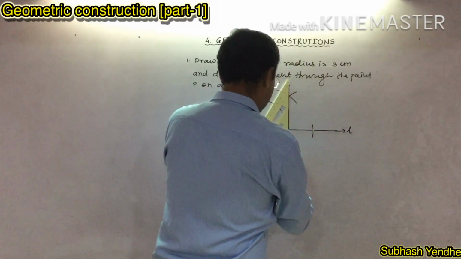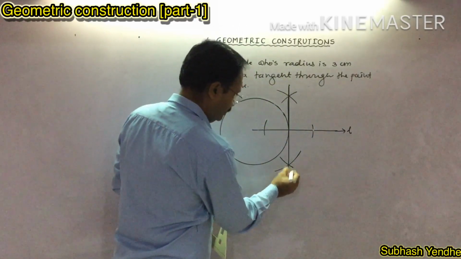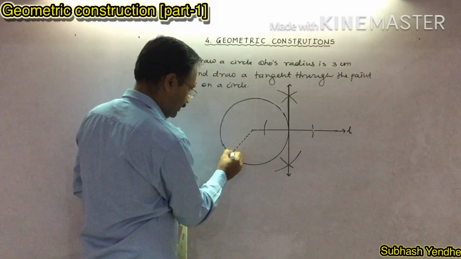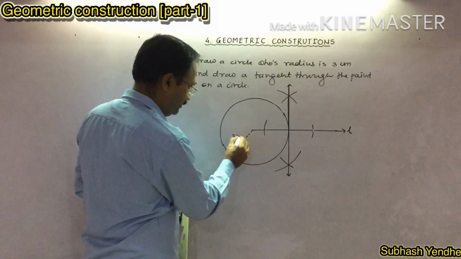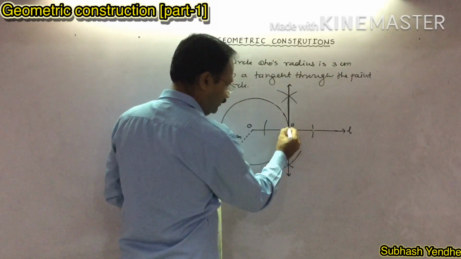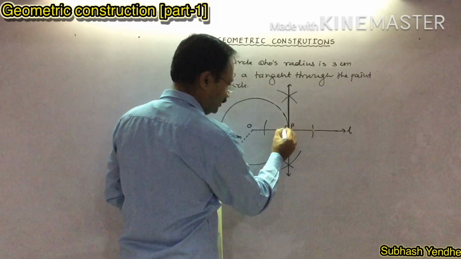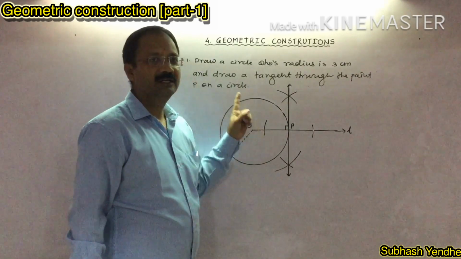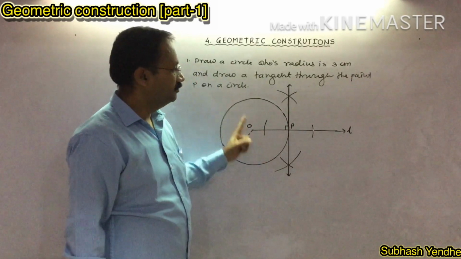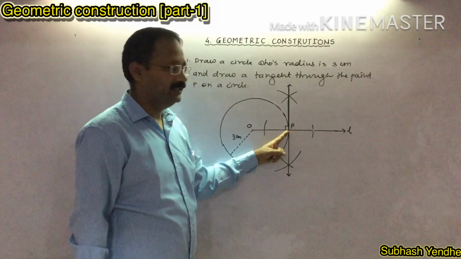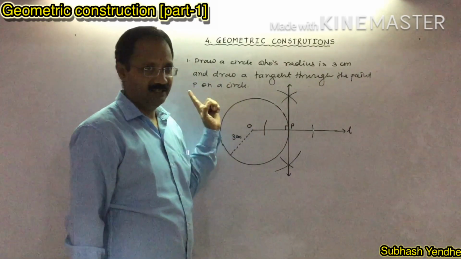This is your tangent. Draw the radius here which is 3 centimeter, center O, the point P is here which is perpendicular, so draw the 90 degree angle here. Now this is a correct diagram of the tangent which I have drawn from the point P which is on the circle.